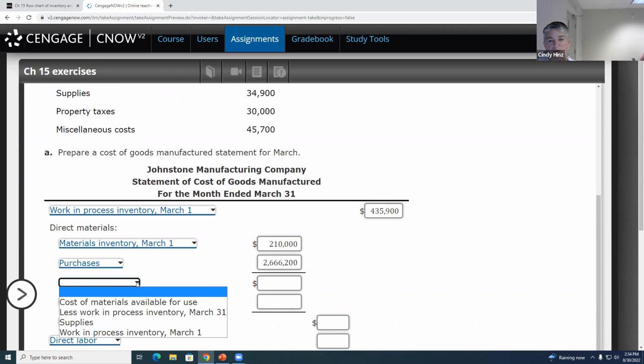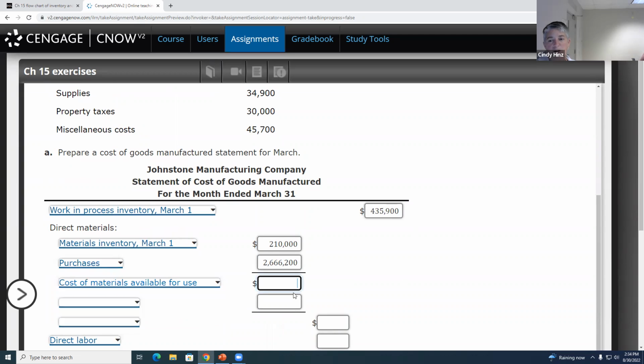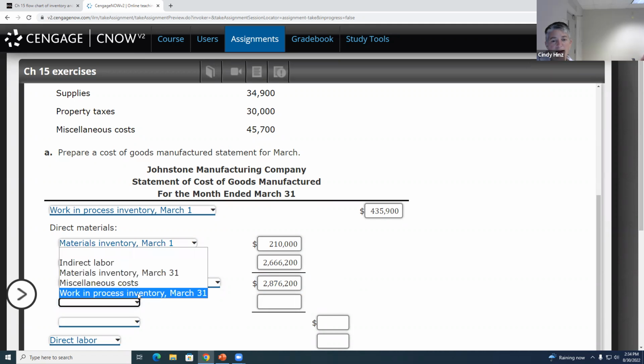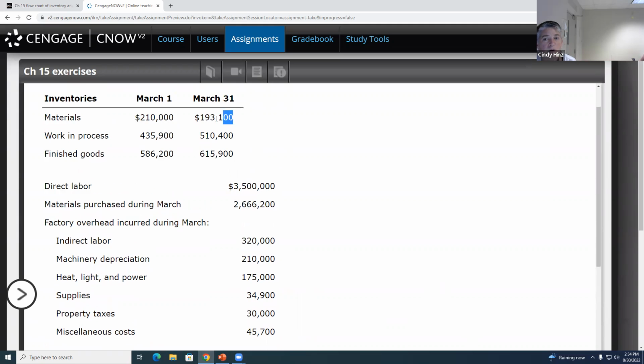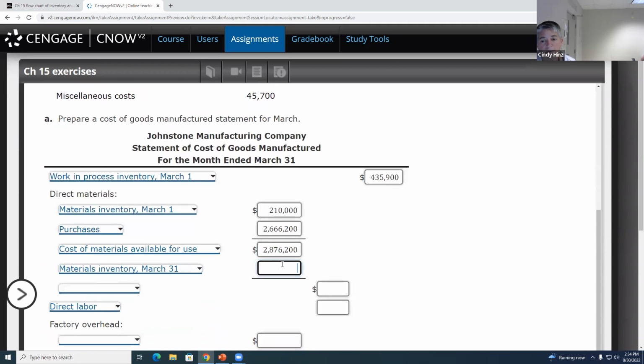And so if we add those two together, it will tell us how much material we had available to use. And then if we subtract from that how much we had left at the end of the month, under the same concept that I just talked about with cost of goods sold, if we had it and we no longer have it, we assume it was used. So we back into how much we used by subtracting how much we had left from how much we had available. We had left 193,1.